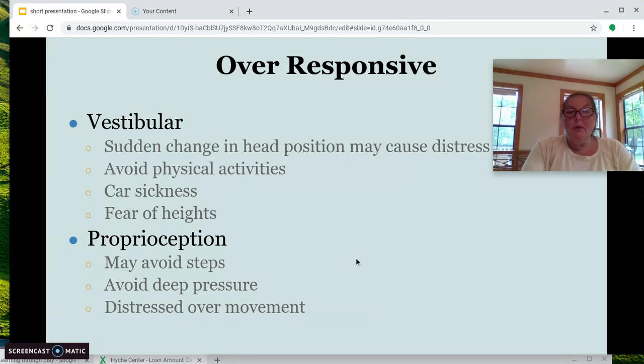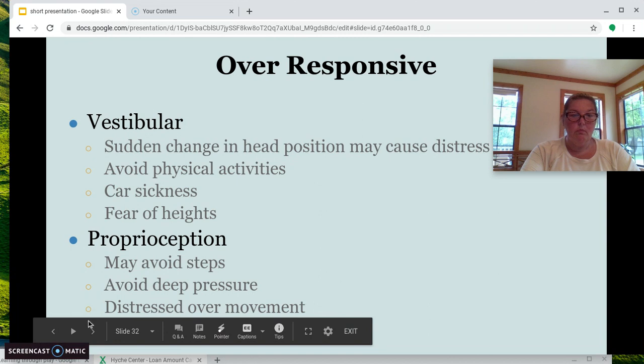For over responsive to vestibular and proprioceptive input, we often see these kids as our couch potato kids. They don't want to move. Any head movement, remember, activates your vestibular system, and then weight, when you stand up, weight on those muscles and joints activates your proprioceptive system. And because they're over responsive to that input, it's frightening to them, it's scary, and they just avoid it altogether.